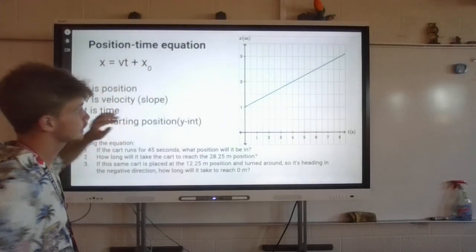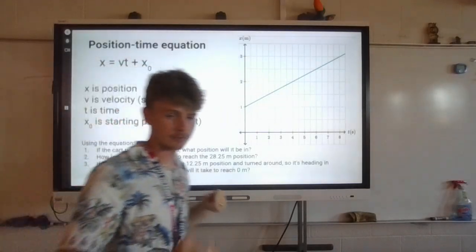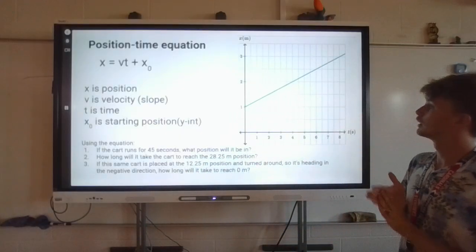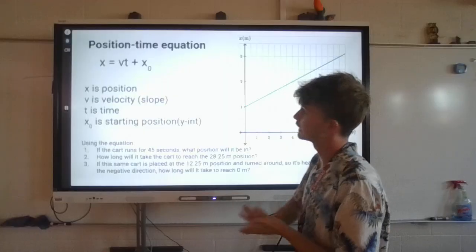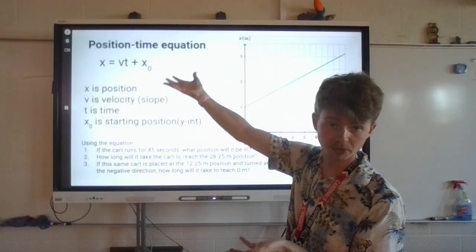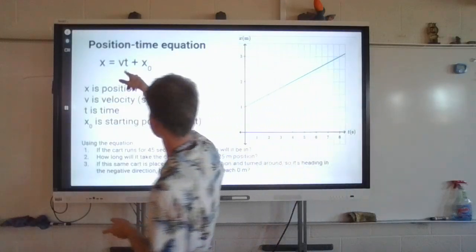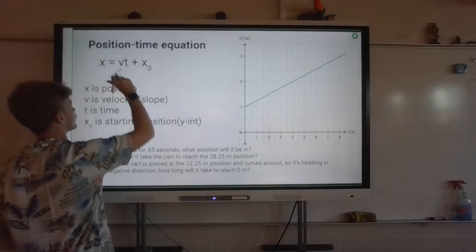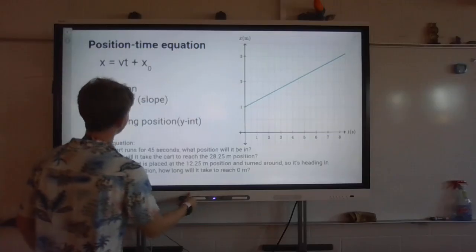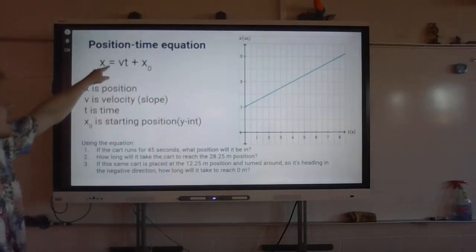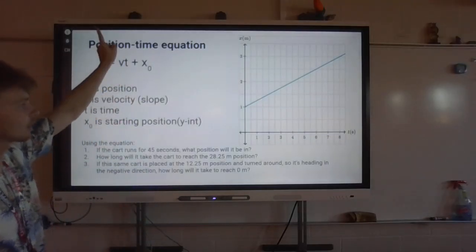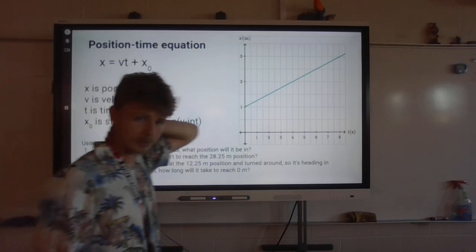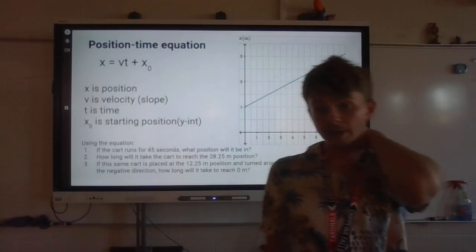Position time equation, and make sure to write down this equation right here. Okay, this equation is not quite like the ones that you've written before. So the position time equation is x, so x is your position, equals v. You'll write down in a second, never mind. So x equals v times t plus x of 0. Okay, and we'll go over each of these. These are written right here. So write down the equation. And now also write down what each of the letters stand for.